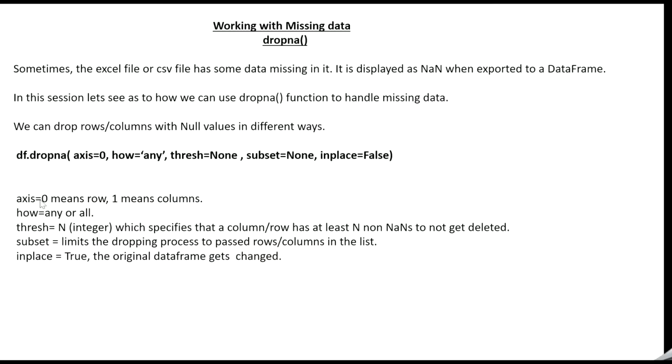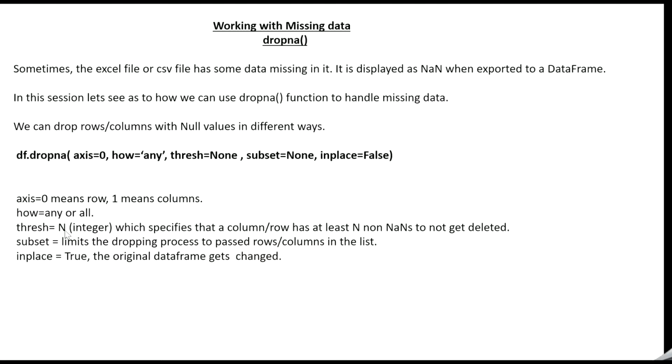Axis 0 stands for rows, 1 stands for columns. How is equal to any or all. Any means if any one value is NaN, then that row or column will be dropped or deleted. All means when all the values in a row or a column are NaN, then only it will be dropped. So based on our requirement, we can use any or all.